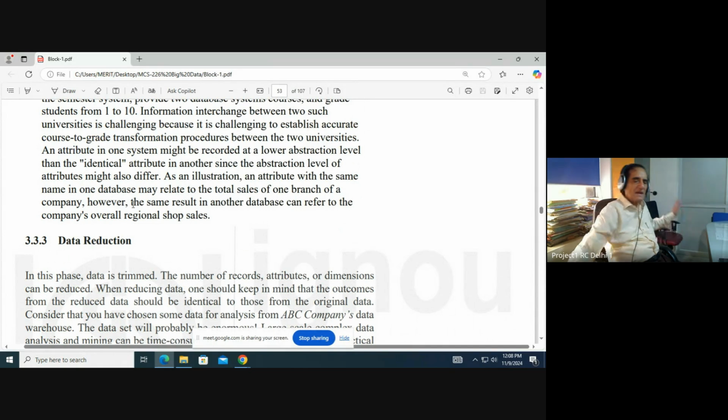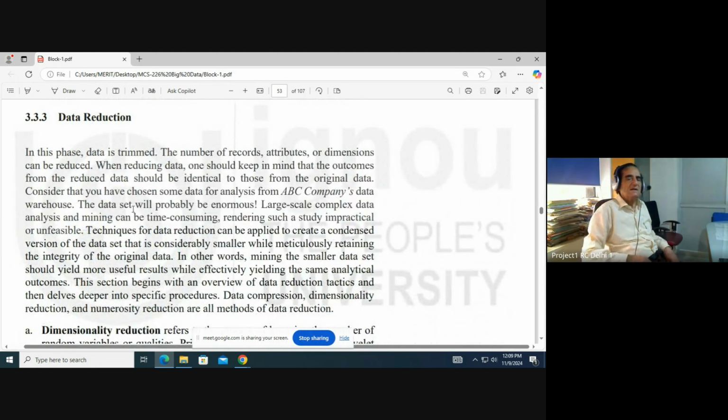Data reduction, that is important. In this phase, data is trimmed. The number of records, attributes, or dimensions can be reduced. When reducing data, one should keep in mind that the outcome from the reduced data should be identical to those from the original data. Consider that you have chosen some data for analysis from ABC company's data. Analysis and mining can be time consuming, rendering such a study impractical or unfeasible. Techniques for data reduction can be applied to create a condensed version of the data set that is considerably smaller while meticulously retaining the integrity of the original data.